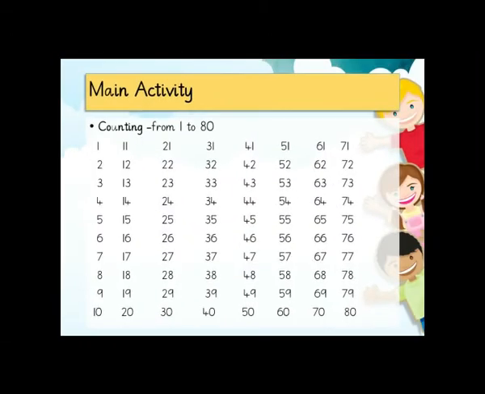Counting from 1 to 80. Look at the given numbers carefully. We have different strands following the same pattern. From 1 to 9 we have only digits at the unit place, while from 10 onwards we have units as well as tens.